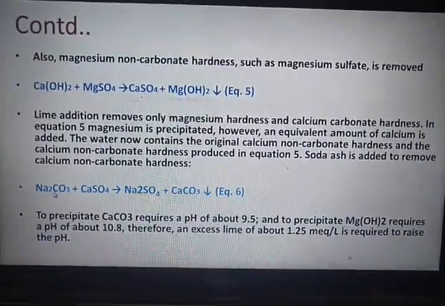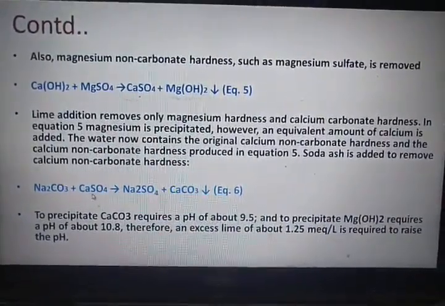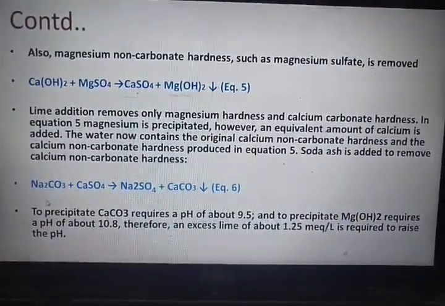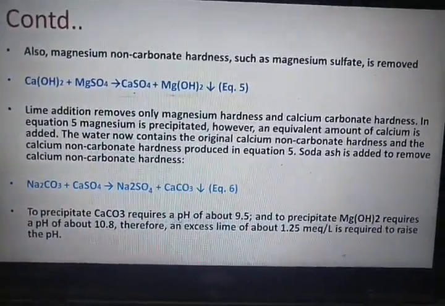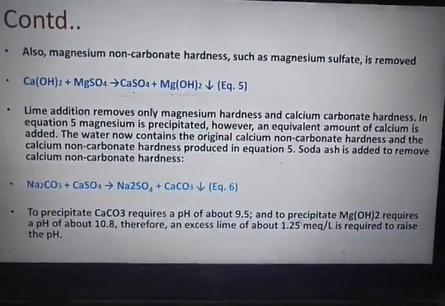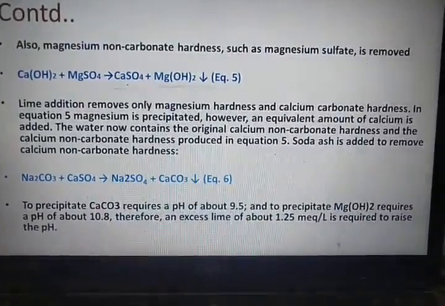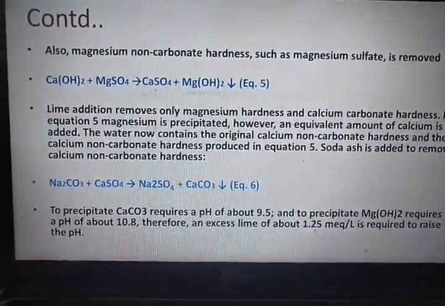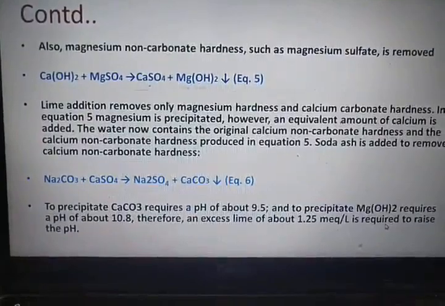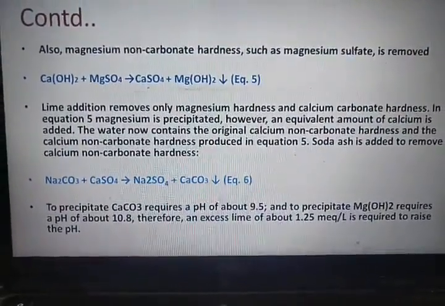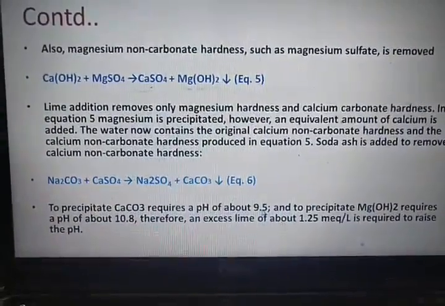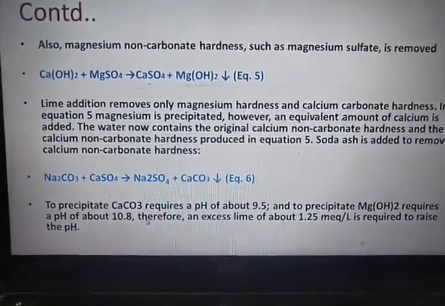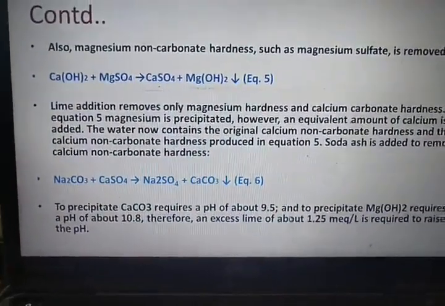Here the sodium carbonate is added to the calcium sulfate, which will lead to the formation of sodium sulfate and calcium carbonate as the precipitate. To precipitate the calcium carbonate, the required pH is about 9.5, and to precipitate magnesium hydroxide, the required pH is about 10.8. So in order to achieve this higher pH, an excess of lime, about 1.25 mg per liter, is added to raise the pH, so that this precipitation will occur at a pH of the order of 9.5 to 10.8. In order to maintain that pH, an excess of lime is added.